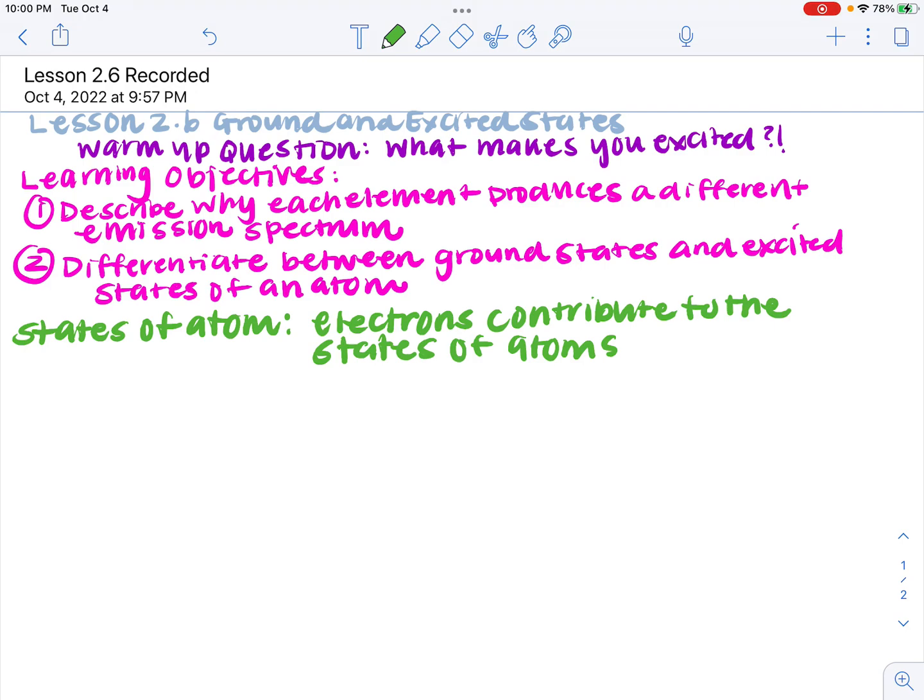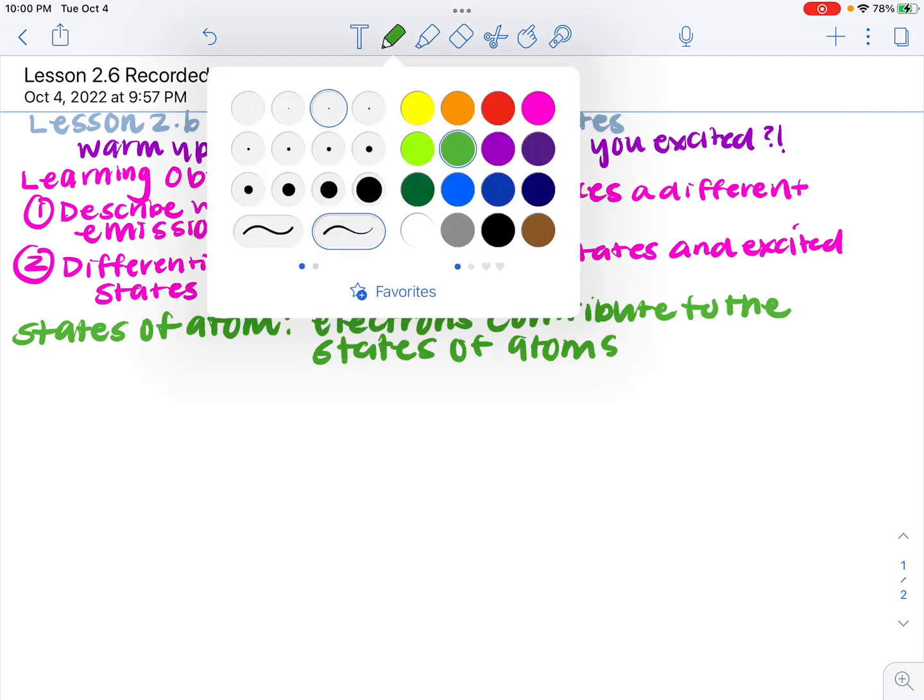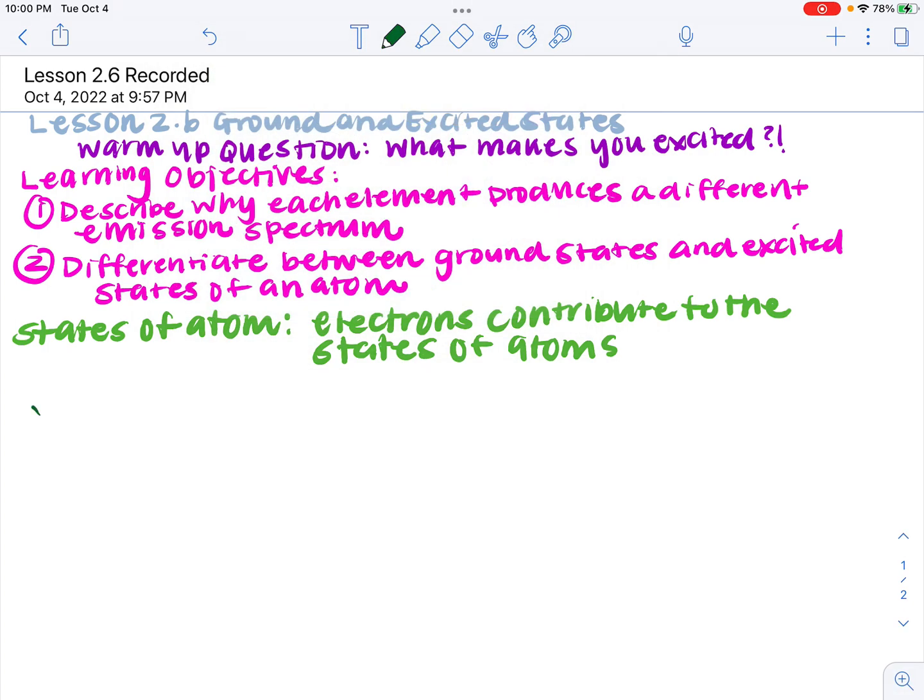So most of them want to stay grounded, but we're going to learn in a few lessons why that is and why some molecules or atoms are a little bit more stable than others. And it has to do with their arrangement of electrons. And the first thing I want to define for you is what a ground state is.